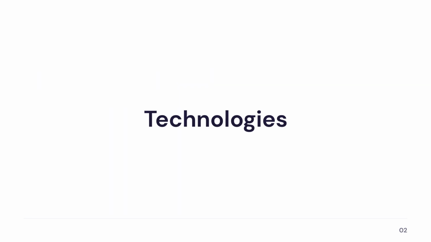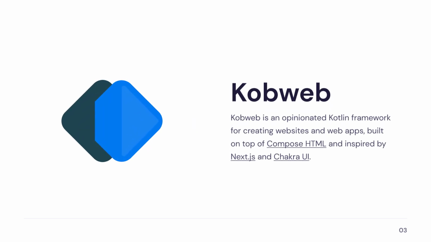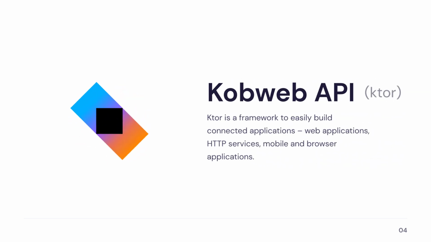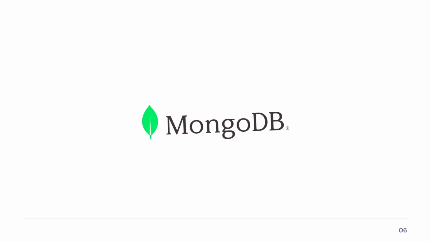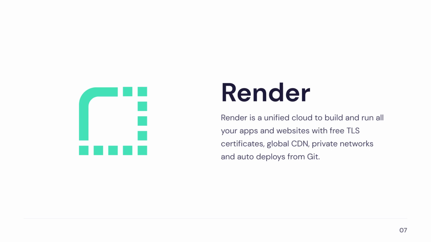Next, about technologies that we are going to use. So for building a front end of our website, we are going to use Kobweb, which is a Compose HTML framework that I'm going to introduce you to in this course. Next, for the backend, we are going to use a Kobweb API, which does represent a server that is built on top of Ktor. For Android, we will use Jetpack Compose with Material 3. Then MongoDB will be a single source of truth database that will communicate with our application. And finally, render.com will be a web hosting where we are going to host and deploy our server.